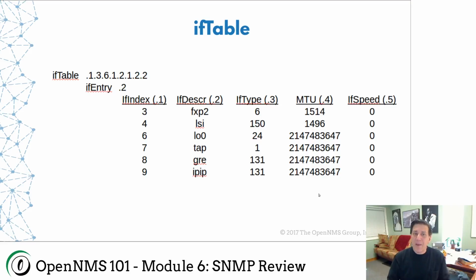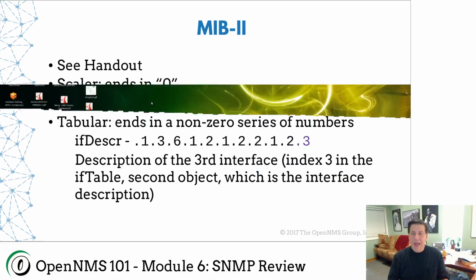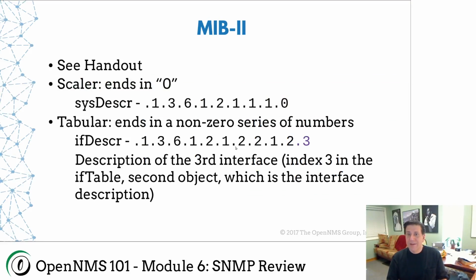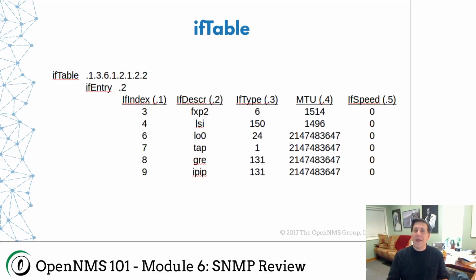But again, this is a table. And so the key is this entry to the table is going to be some kind of index. And in this case, it's IF index. If I went here and actually asked, instead of for .2, I actually asked for .1.3, I would get 3, because that's the IF index for the IF index of 3. These don't have to be in order. As you can see, this was 3, 4. There is no 5, 6, 7, 8, 9. That's just an artifact of the SRX that we use.